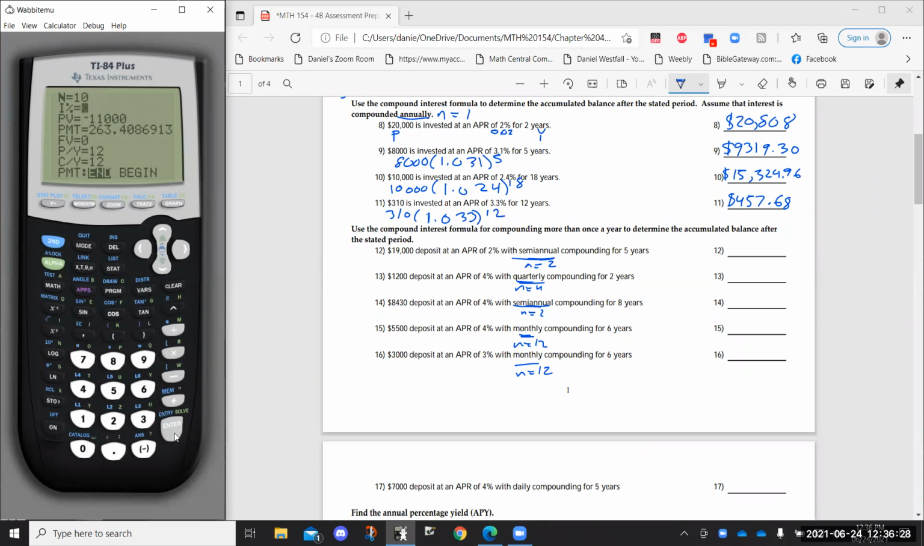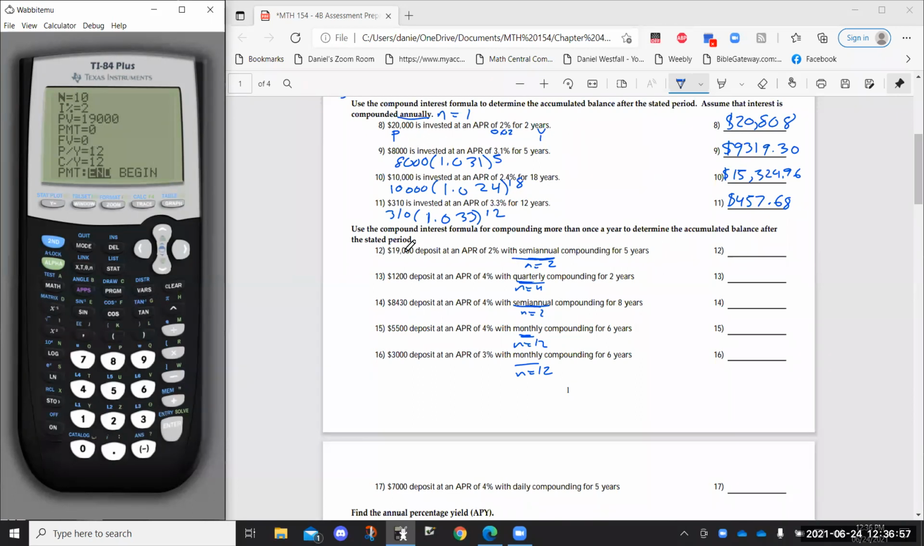That's what the capital N is there. My interest rate is 2%. Don't write it as a decimal. It says right there that it's a percent. Go ahead and write it as a percent. Present value right here, it's my P, that's my principal, $19,000. Don't worry about payment. It's not what we're interested in. We're going to want to find future value in a second.